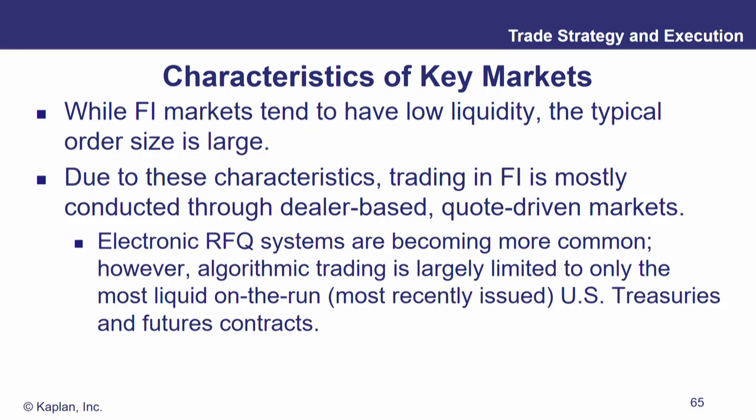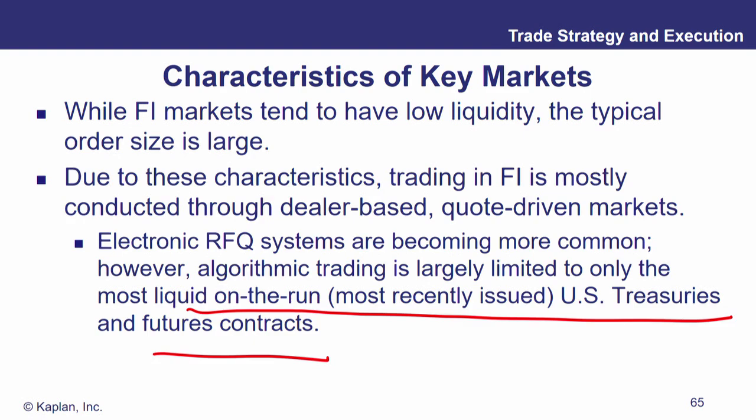And there are electronic request-for-quote systems that are becoming, I guess, more common. But again, algorithmic trading is pretty much limited to only the most liquid on-the-run treasuries and futures contracts. So a small percentage of the fixed income market. Now again, over time, that's likely to increase, but today that's where we are. Okay, now electronic trading is growing for corporate bonds, but it really is only relevant for a small fraction of that universe, to no extent similar to what we talked about with equities.